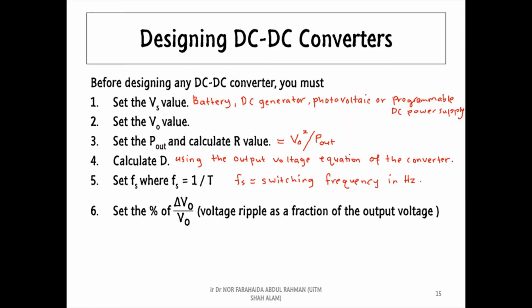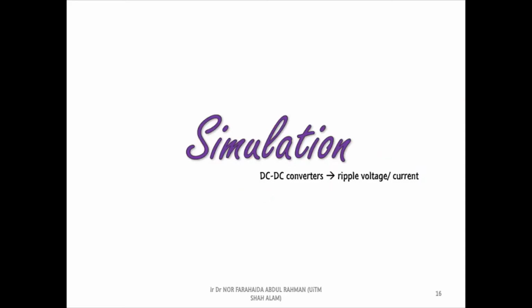Based on these settings, we can determine the size of the inductor and capacitor of the converter. For your information, in the converter operation, the inductor and capacitor can affect the quality of the current and voltage waveforms in terms of the ripple percentage. Practically, a high-quality DC waveform should have a small ripple percentage. Before I show you how to design the inductor and capacitor, I want to explain about the ripple value of voltage and current waveforms in a DC-DC converter.